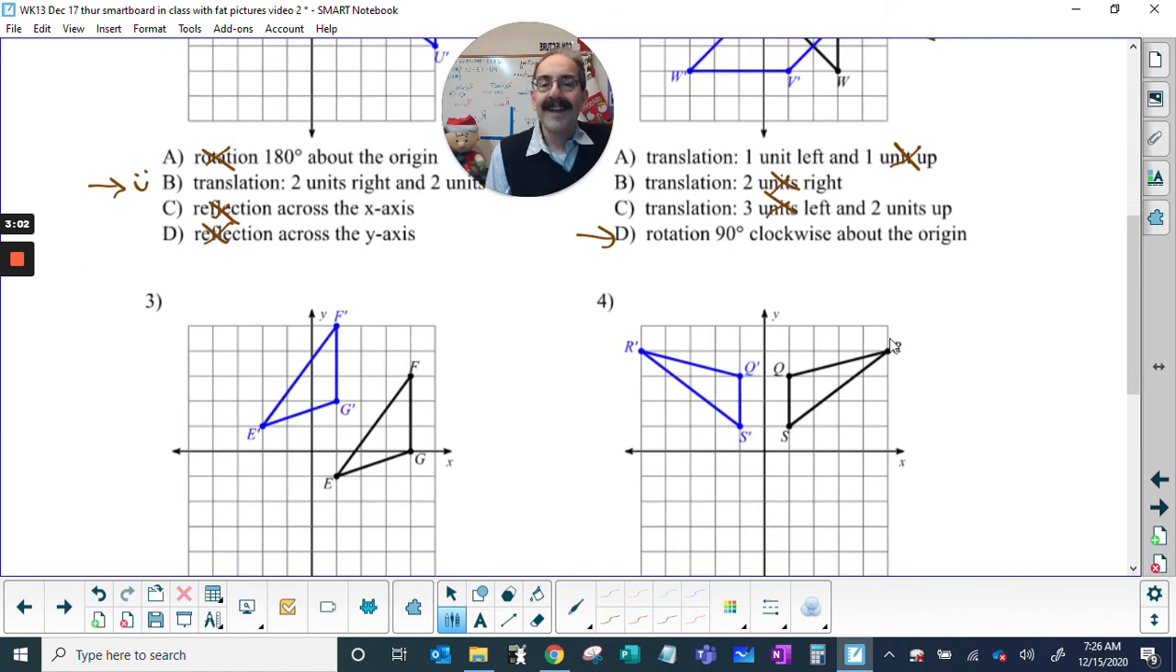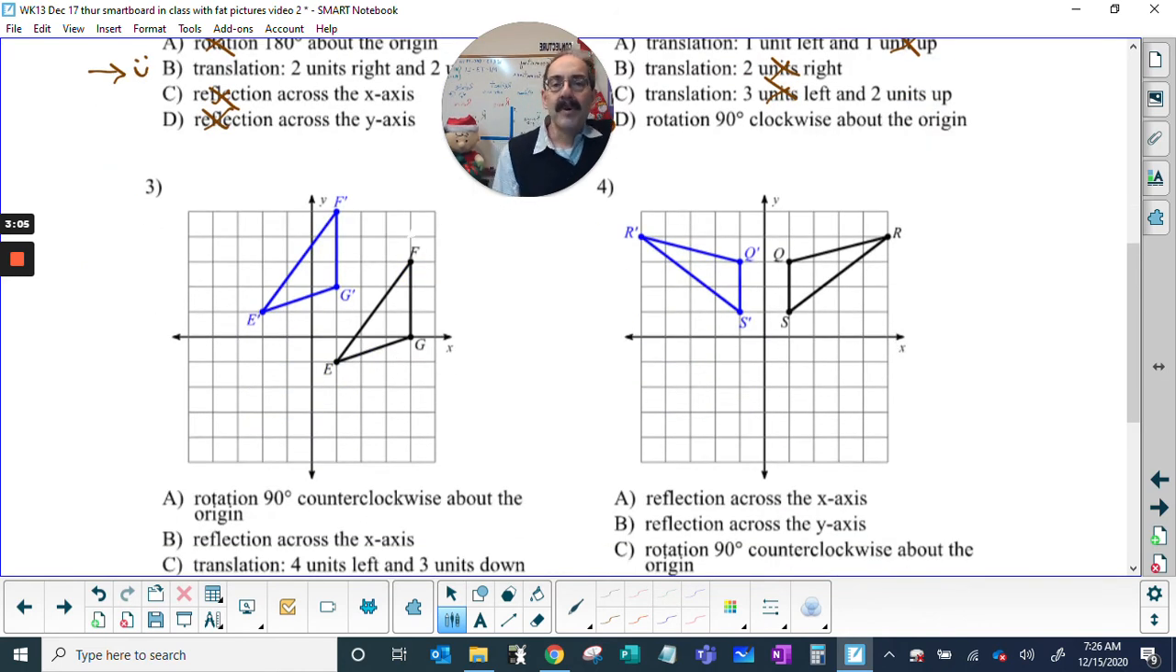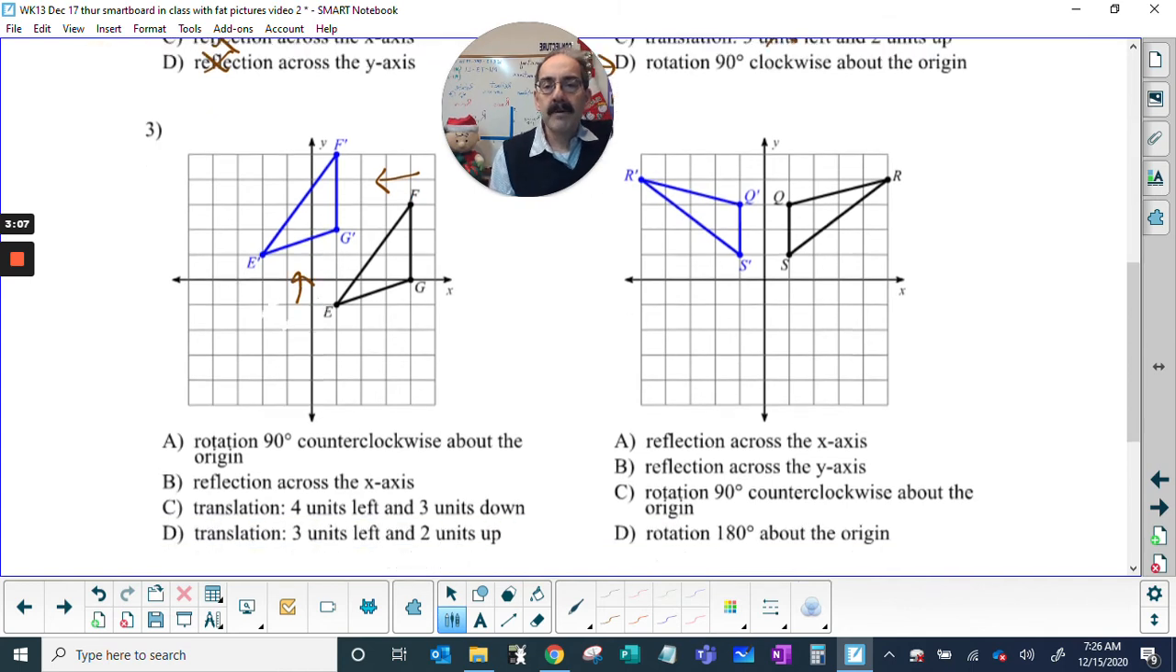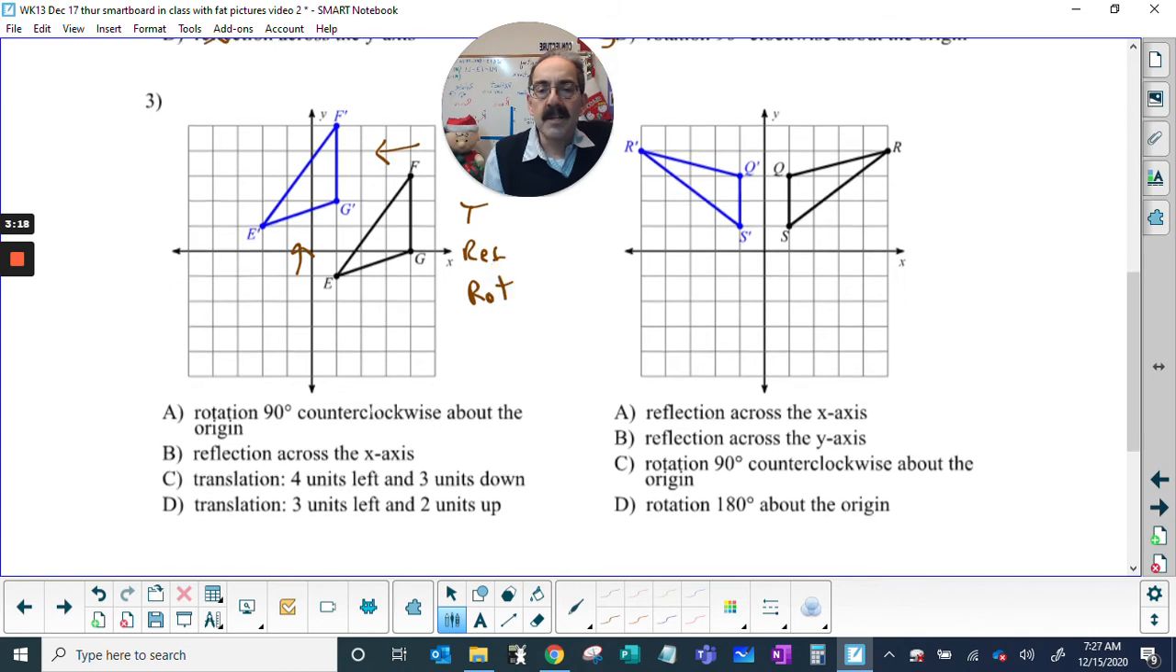All right, let's look at this one. I really like this. This is easy. Left, up. So we have translate, reflect, and rotate. And it definitely does not look like a rotation counterclockwise. No. Reflect the X, no. 4 to the left, 3 down, no. 3 left, 2 up.